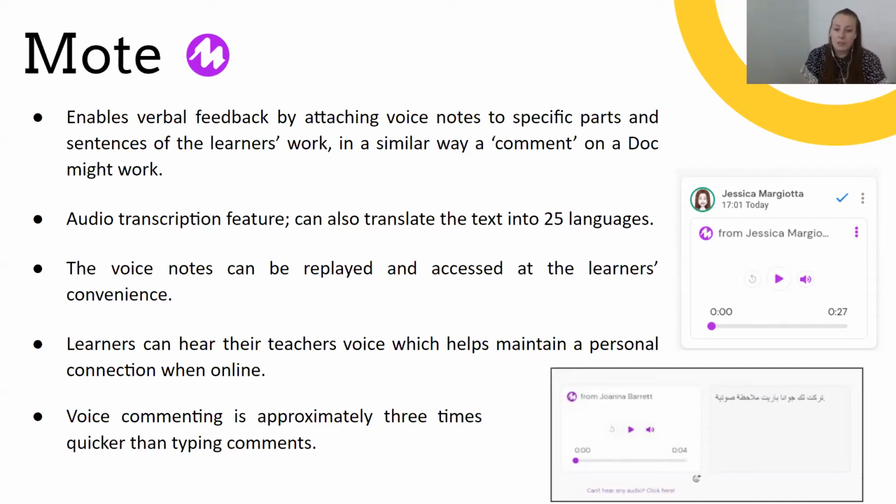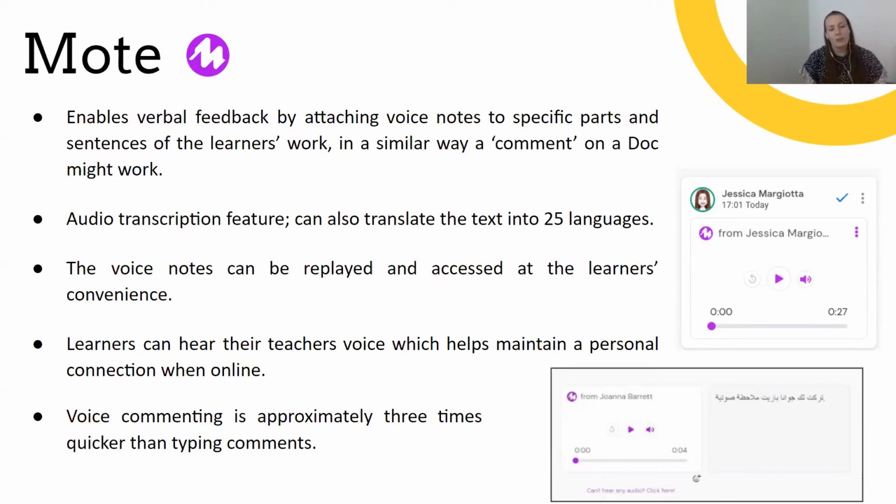Another great feature is that you can also transcribe the audio into text, which is obviously really useful from an accessibility point of view. And then the learners can also translate those transcriptions into their language of choice.